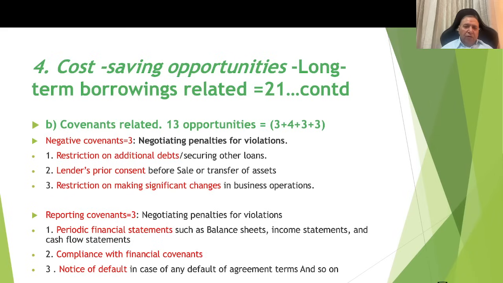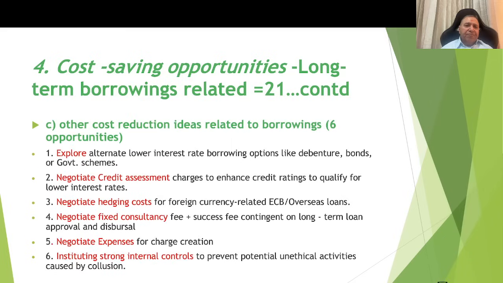Reporting covenant. The fourth one, I have three opportunities. Periodic financial statements to be submitted, such as balance sheet, income statements, and cash flow statements to the lender, compliance with the financial covenants, and notice of default in case of any default of agreement and terms, and so on and so forth. Now, obviously, FIs and banks will put very stringent conditions. One needs to negotiate all these very carefully.